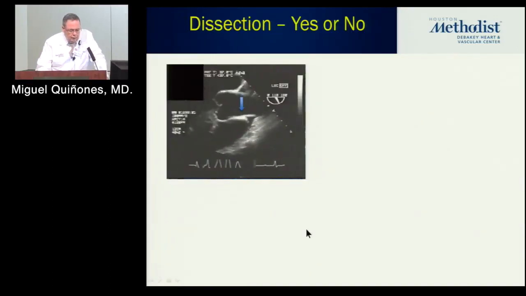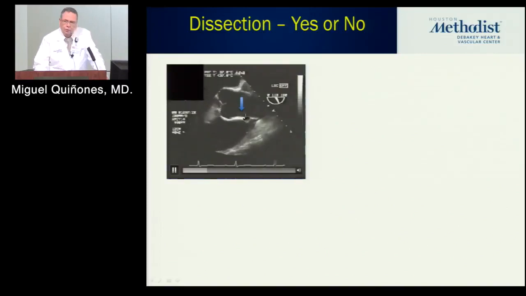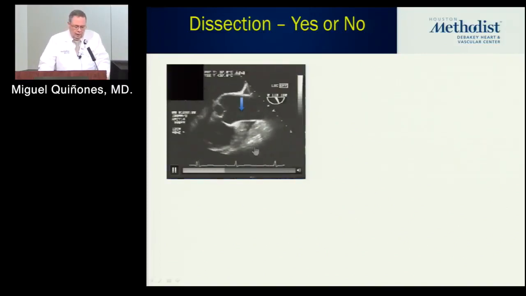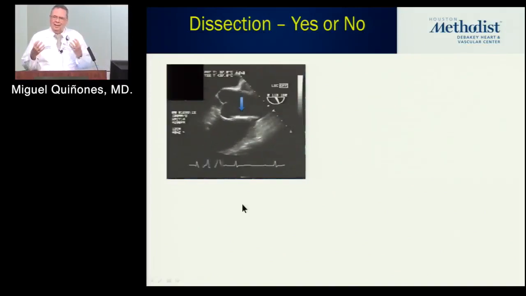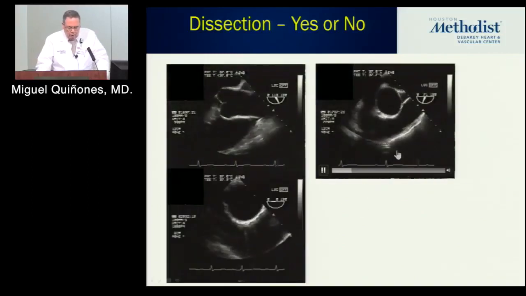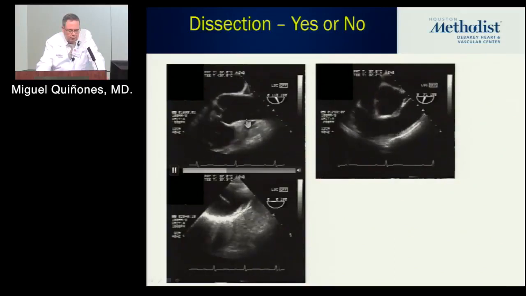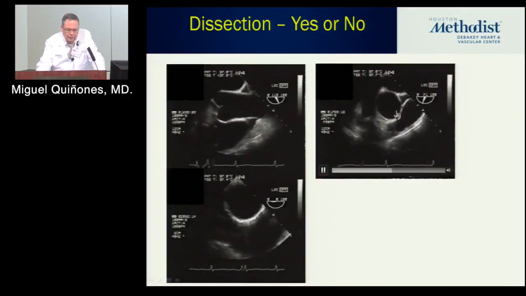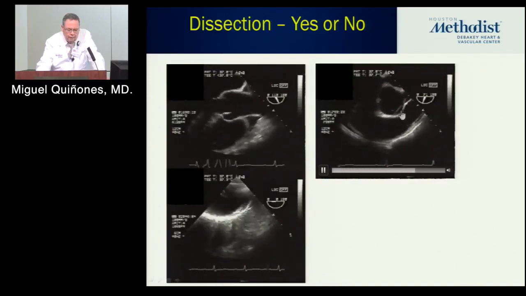Now here you have another one that may look like an artifact. It's actually very soft, but it has a little bit more chaotic motion of its own. Now, when you get these types of things, obviously you're not going to put all your eggs in that particular basket, so you get more views. See how it looks in short axis. Now that we have X-plane, you can clearly put your X-plane right there and get a beautiful short axis of it. See, now it looks more like a flap. It has its own movement, independent of the wall.